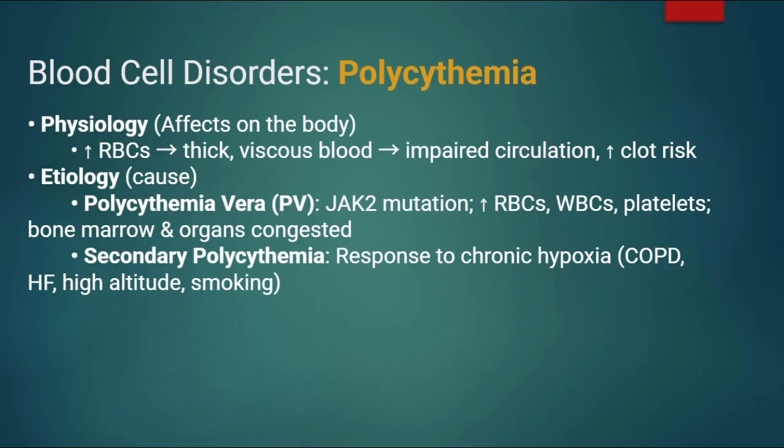For nurses, it's important to understand the difference. PV is due to an intrinsic bone marrow problem, while secondary polycythemia results from an external trigger like hypoxia. Both conditions place the patient at risk for clotting complications and need ongoing management.